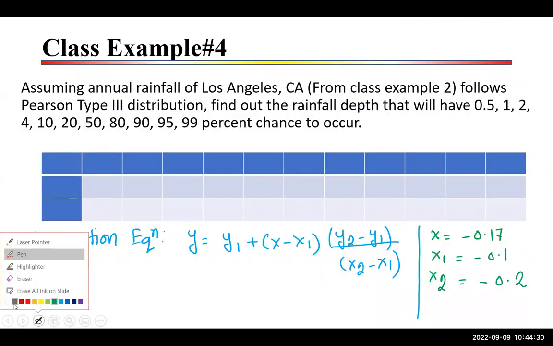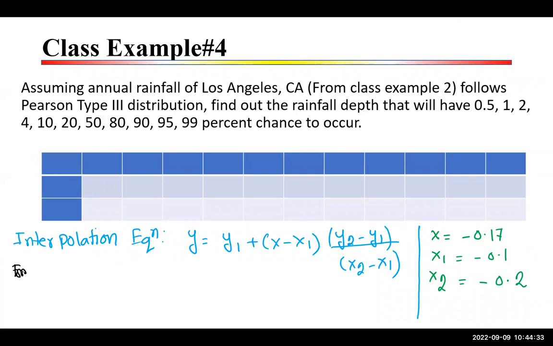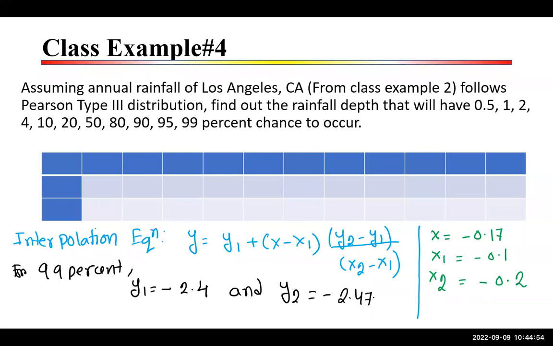Okay. Now here, I'm just writing down one example for 99%. Y1 is negative 2.4 and Y2 is negative 2.472. So every time you do this, what will be the only change? Only the Y1 and Y2. So X1, X2, and X are constant, right?